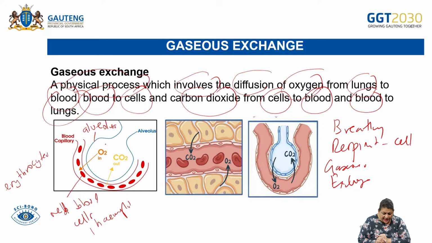So now there's going to be a high concentration of oxygen where? In the alveolus. So oxygen will move along a diffusion gradient from the alveolus of the lung through the thin membrane to the red blood cells. And then oxygen is going to be carried to the cells for respiration.